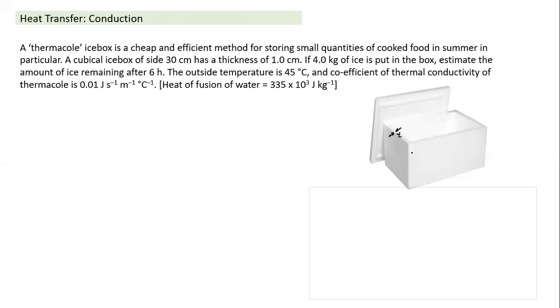This is T, and typically this is how it will be given. Compared to any length dimension, thickness is very small, and it has certain significance. We'll come to that later. The ice box has side 30 centimeter, thickness 1 centimeter. If 4 kg of ice is put in the box, estimate the ice remaining after 6 hours. They have not mentioned at what temperature. If no other information is given, you have to assume this ice is at 0 degrees centigrade. So we have 4 kg of ice at 0 degrees centigrade.